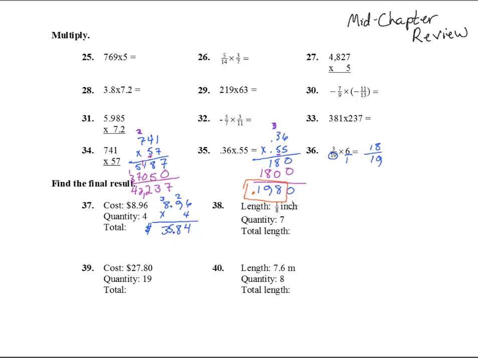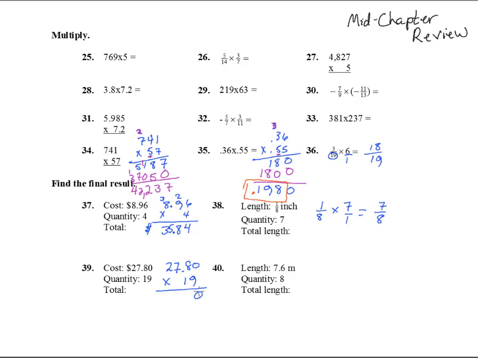Okay, here we have length is 1/8 of an inch, and we're timesing it by 7. So just like what we did up here, 7 over 1, and that becomes 7/8. 2780 times 19. If you wanted to leave off this 0, you could, and everything would work out just fine. But we'll put it in here since it was in the problem.